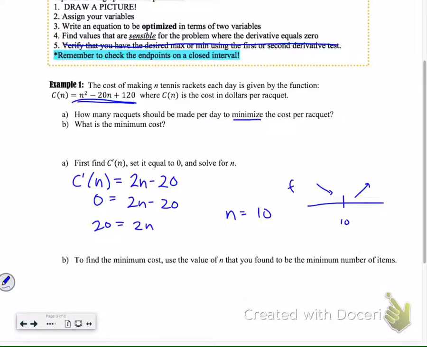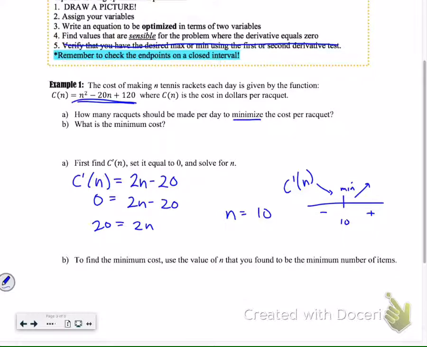In this case it would be C prime of n. If I plug, again, a number in to the left of 10, I end up with a negative. Here I end up with a positive. So, hey, this is a minimum value. But, like I said, it'll be the way it's supposed to be.